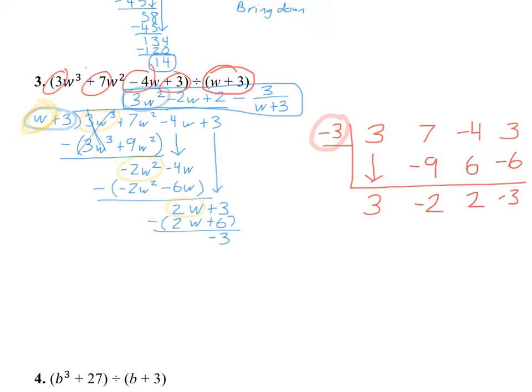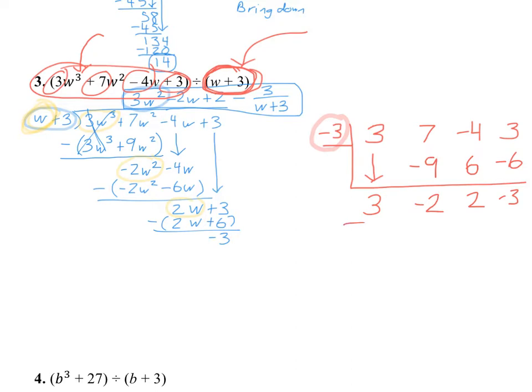So notice the original problem had a degree of 3. So your answer, if you're dividing by something with the degree of 1, your answer should be degree of 2. Synthetic division only works if what you're dividing by has an exponent of 1. So w plus 3, I should say, has a degree of 1 because w is to the first power. And so the answer will always have a degree 1 below the numerator.